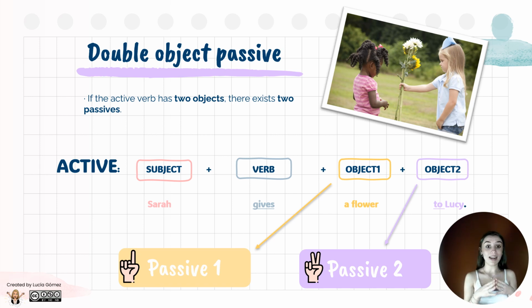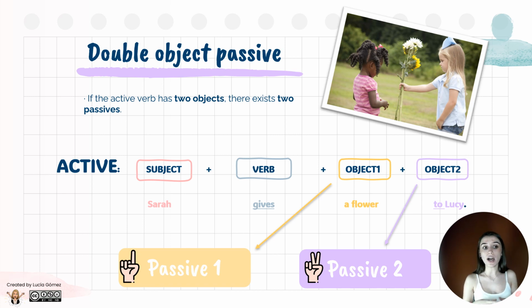Entonces, si yo en mi activa tengo dos objetos, eso va a crear que yo en la pasiva pueda hacer dos pasivas diferentes, dependiendo de si quiero poner el objeto 1 al principio, el amarillito, ¿vale? A flower, no sé qué, no sé cuánto, o si lo que quiero poner delante es Lucy. Esta segunda pasiva es una locura en español, es que de hecho no existe y no tiene ningún tipo de sentido. But it is widely used in English.